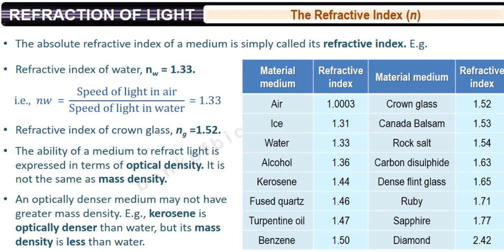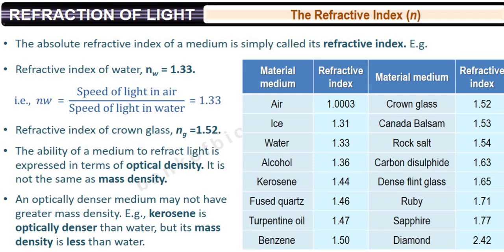We continue with our class and move ahead. We have discussed till the refraction of light. We have also discussed the importance of refractive index and we have understood the concept of refractive index. The absolute refractive index of a medium is simply called its refractive index.